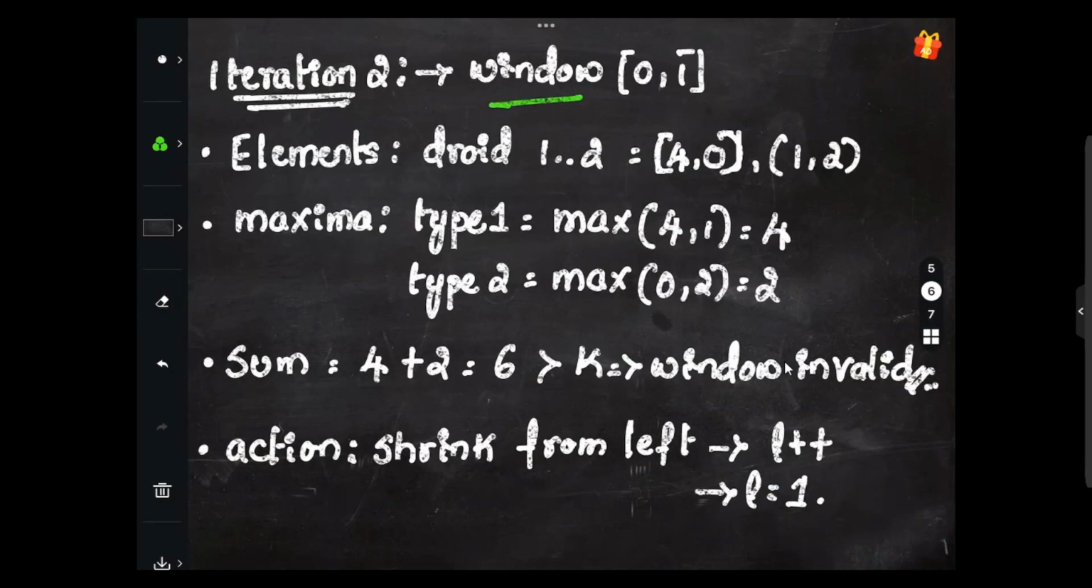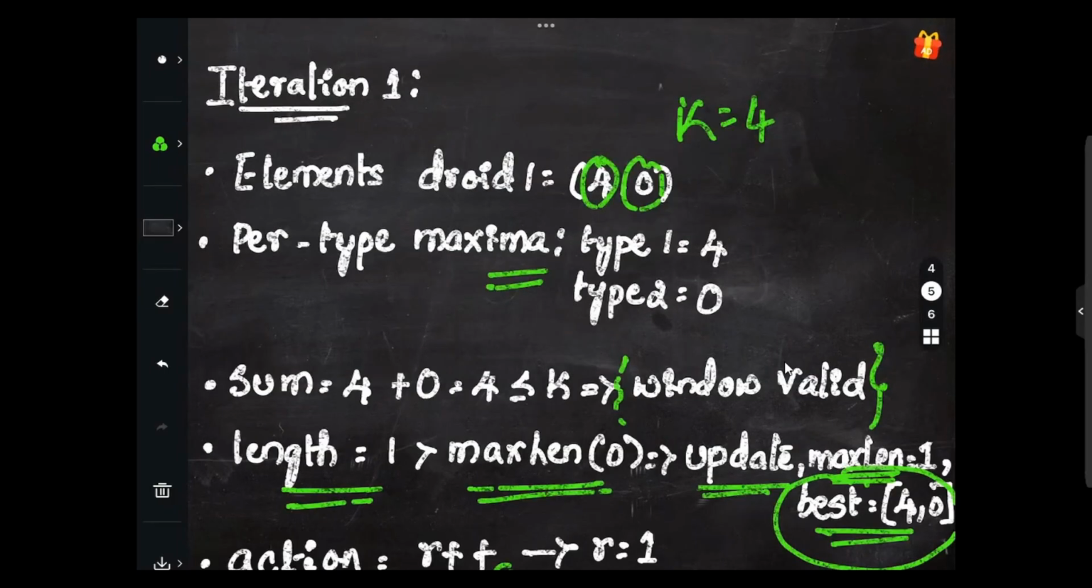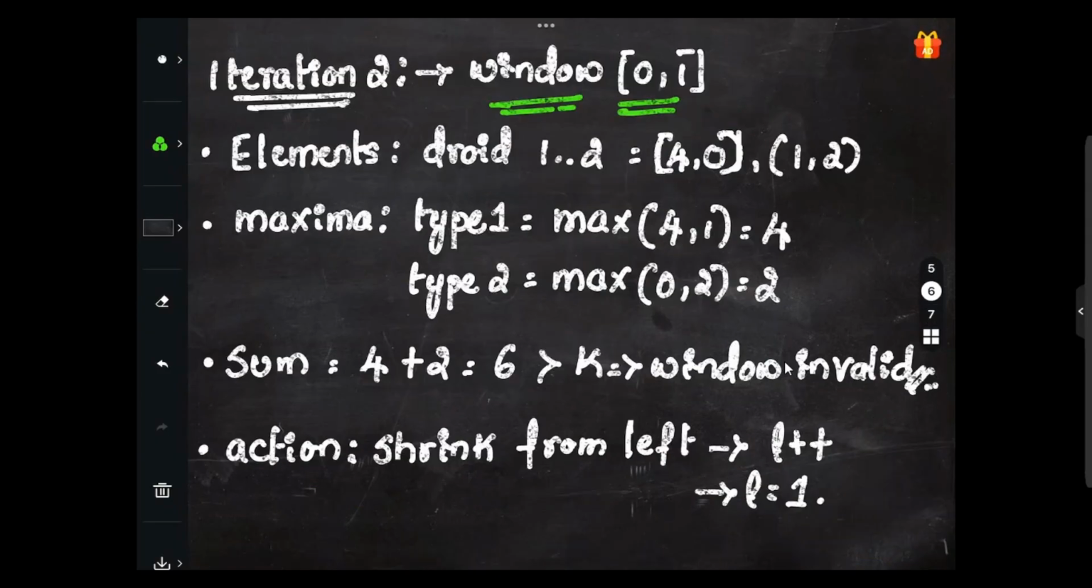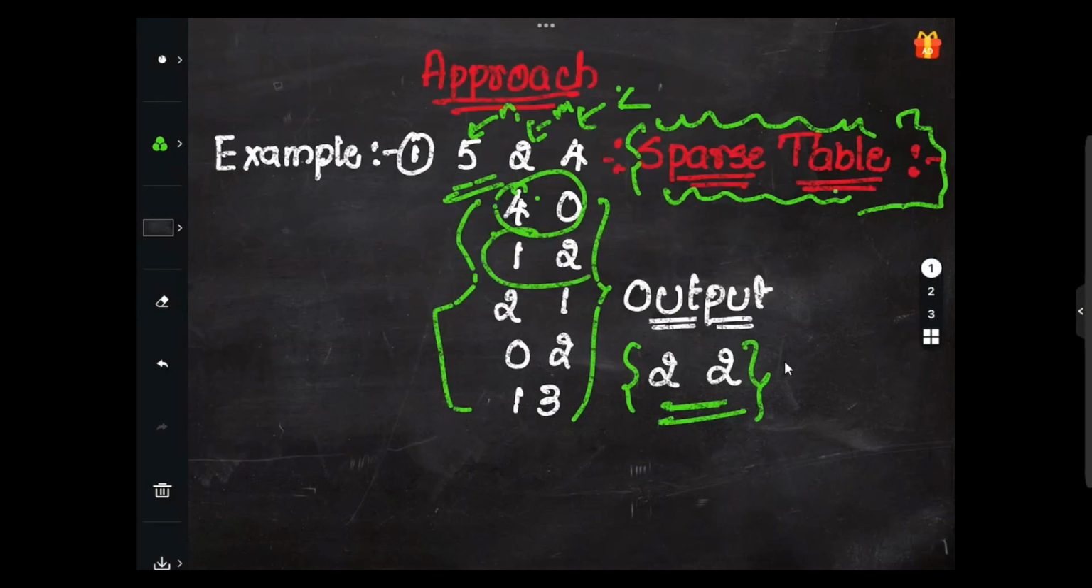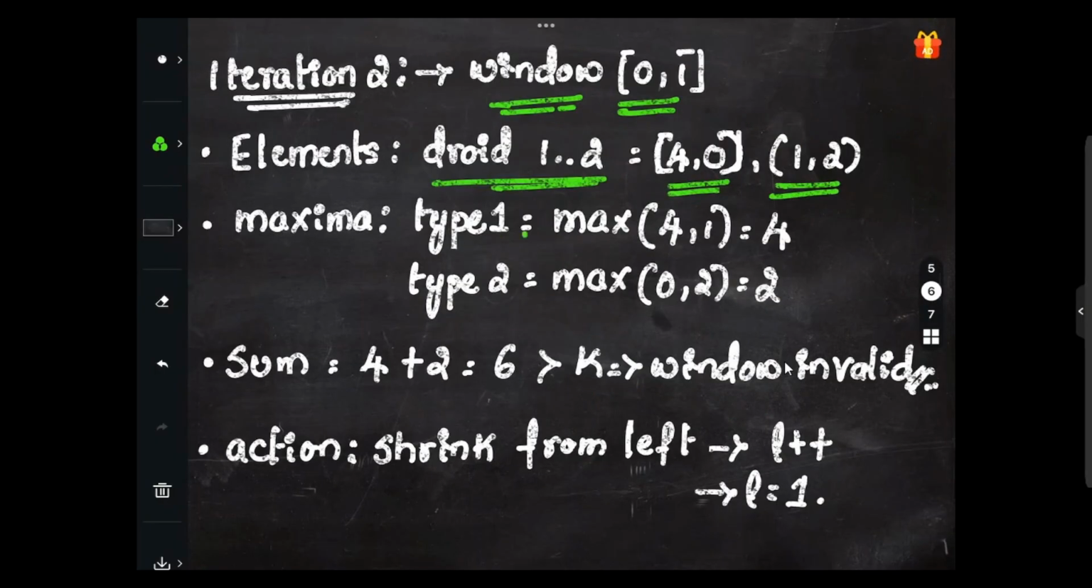So we have the window 0 comma 1. Initially the window was this one. For the first step, the window is 0 comma 0, right? This one I didn't mention here. So now we are going with the iteration to window 0 comma 1. So we have droid 1 to 2, right? We have 4 comma 0 and 1 comma 2, two droids. So 1 comma 2 is the second droid. We are going with the second droid, this one, 4 comma 0 and 1 comma 2.